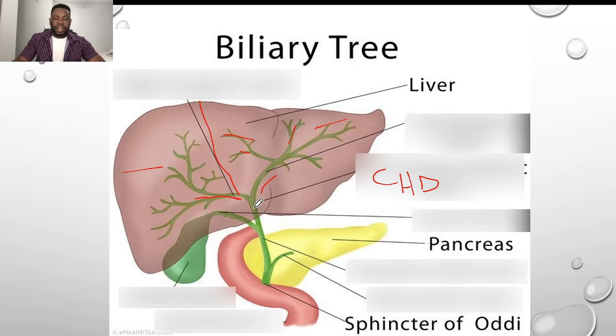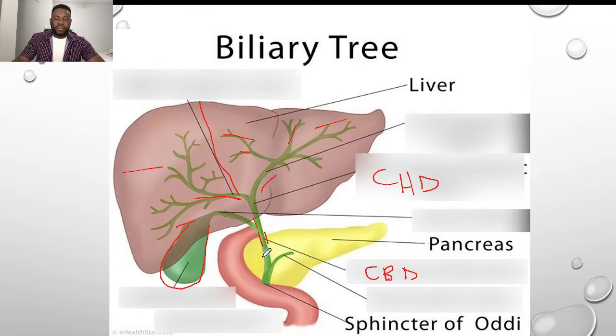The next thing is we have the cystic duct, which is the duct that is draining the gallbladder. So the cystic duct will join the common hepatic duct over here to form the common bile duct. This is the common bile duct, CBD.